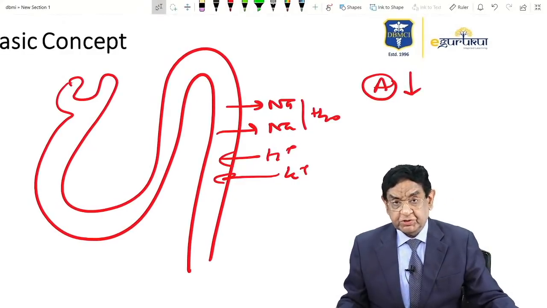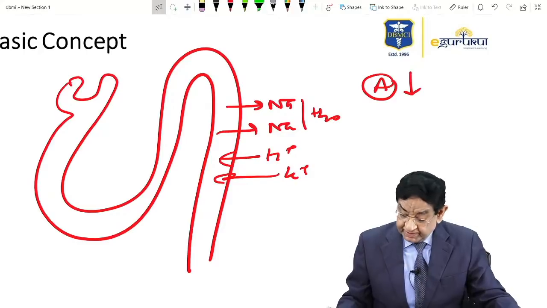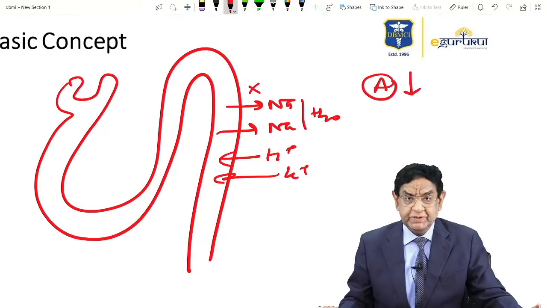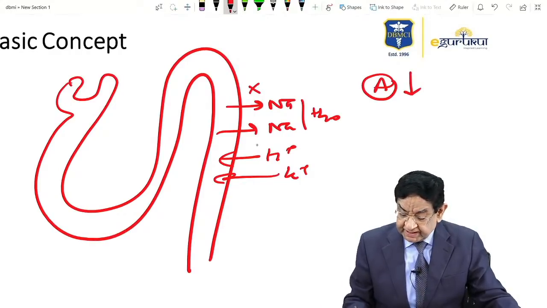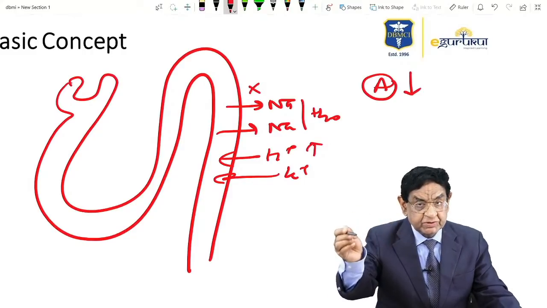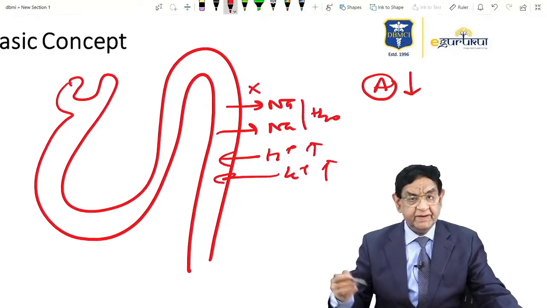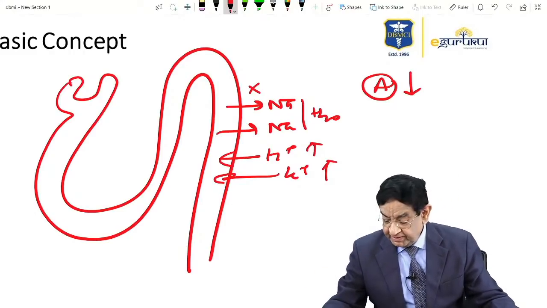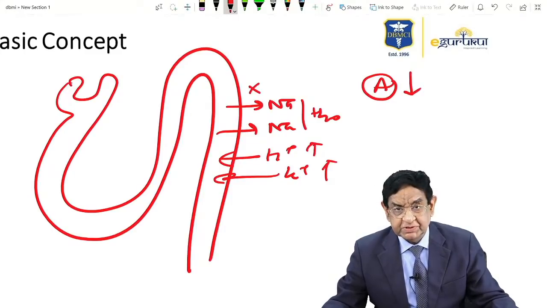The aldosterone level is reduced. So what do you expect in this? Definitely less sodium should be absorbed. Obviously we know the basic physiology. If less sodium is absorbed, H ion will not go out. There will be increased H ion in the body, acidosis. Potassium will increase, that leads to hyperkalemia. Yes, there will be hyperkalemia and there will be metabolic acidosis.